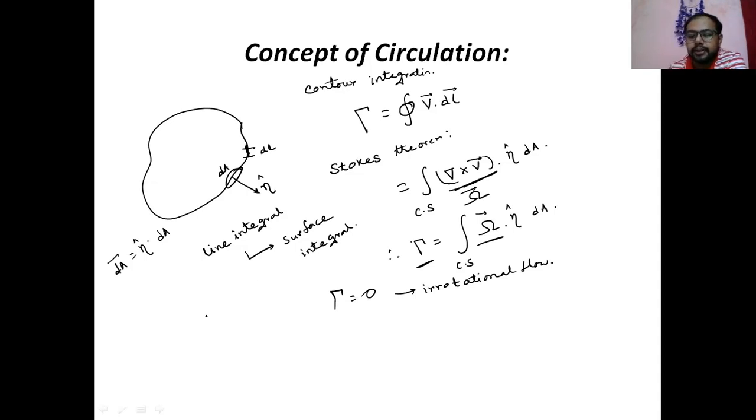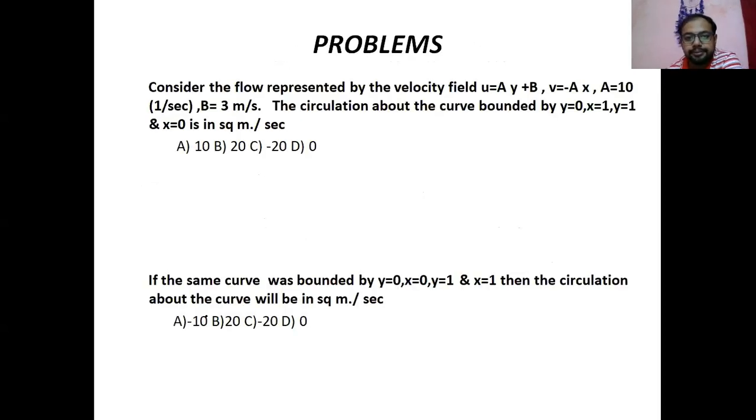Now let's take one problem on circulation. One flow is given to you: U is given as AY plus B, and V is given as the balance, the same question we saw earlier, with A given as 10. You are asked for the circulation about a curve bounded by y equal to 0, x equal to 1, y equal to 1, and x equal to 0. How does this curve look?